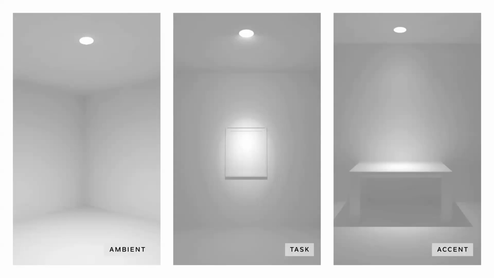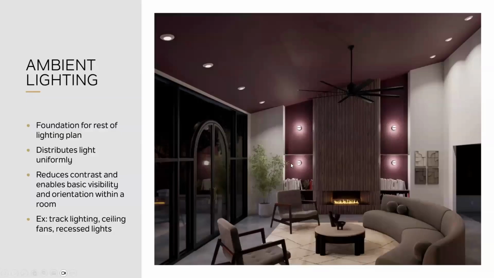So let's talk a little bit about ambient lighting. Ambient lighting really is the foundation for the rest of your lighting plan. Lighting fixtures for this layer are designed to distribute light uniformly in all directions, ensuring that no area is significantly brighter or darker than the rest of the room. This general diffused light creates a comfortable and well lit environment that reduces contrast and supports basic visibility and orientation within a room.